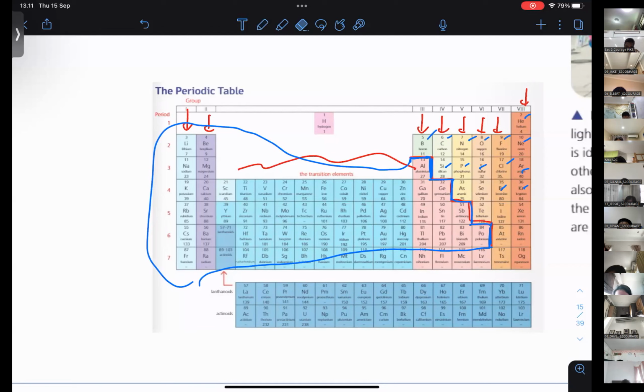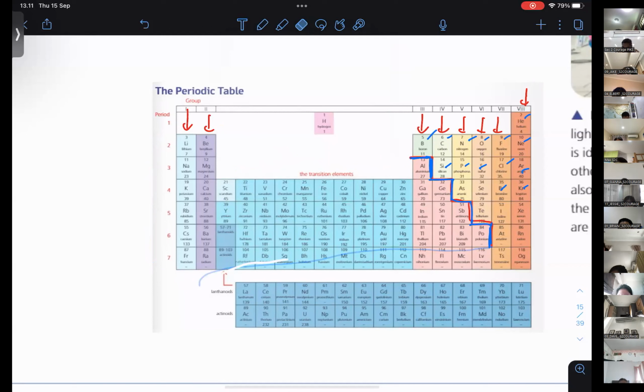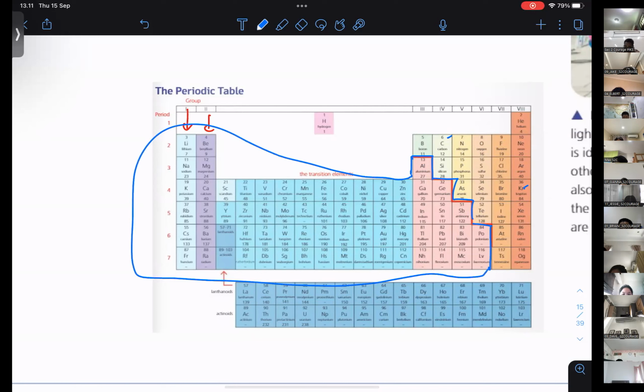So I will erase again, so that we can actually see overall again. Which one is metal, which one is non-metal? How do I know? I will know based on the ladder over here. From here like this, all this, including this, they are all metals. Whatever is not within here, they are all considered to be non-metals. I hope it's clear.